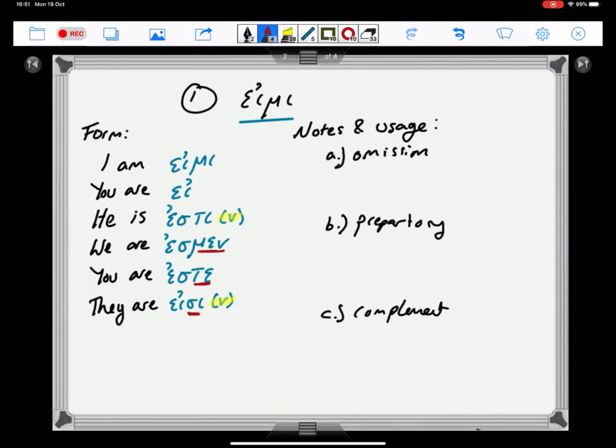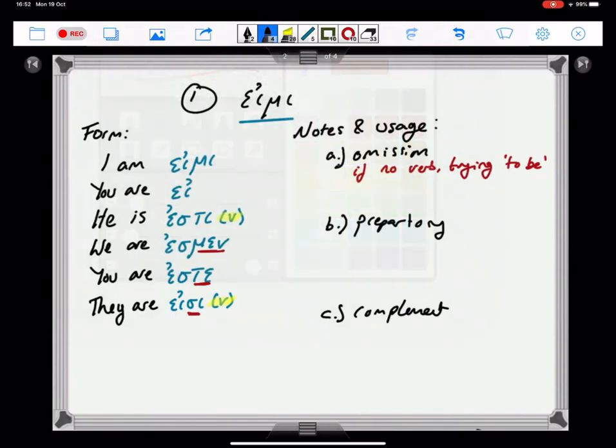More useful is thinking about how it's used. And there are three points that are worth taking away from this chapter. First of all, it's not always there. If you have a sentence without a verb, try adding this verb. It's quite common for it to be omitted, particularly when you're talking about X is Y. You just put the two things together and expect people to make the connection between them.